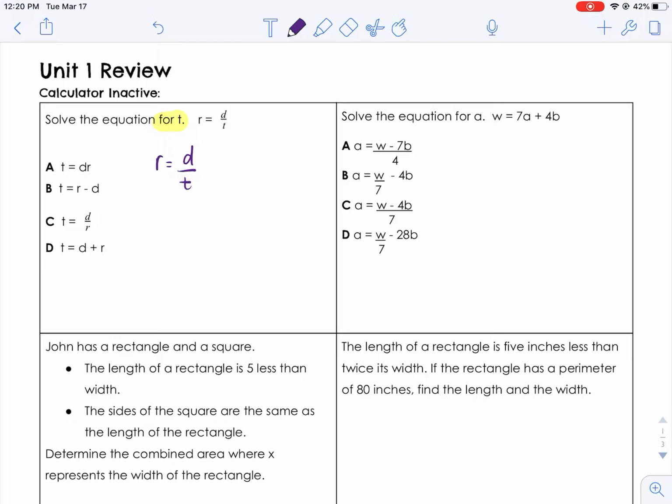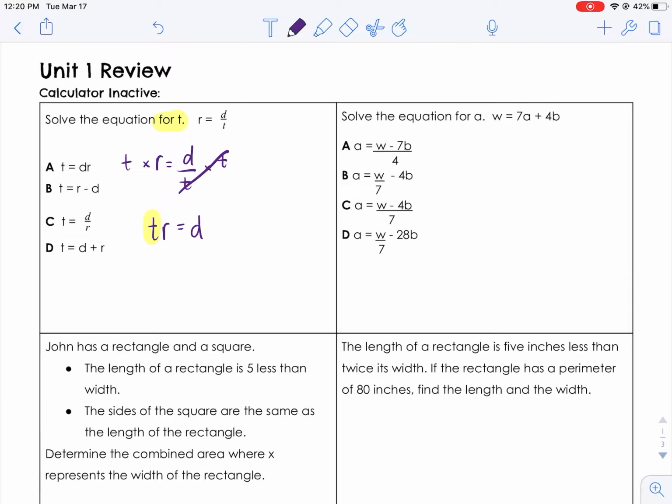You undo division by multiplying. So we're going to multiply by t on both sides. And that's going to get rid of our t there. So then we're going to end up with t times r. And remember, you can just put them right next to each other. Equals d.